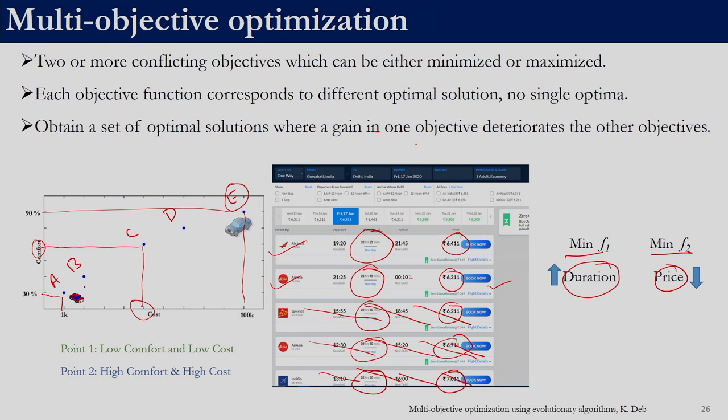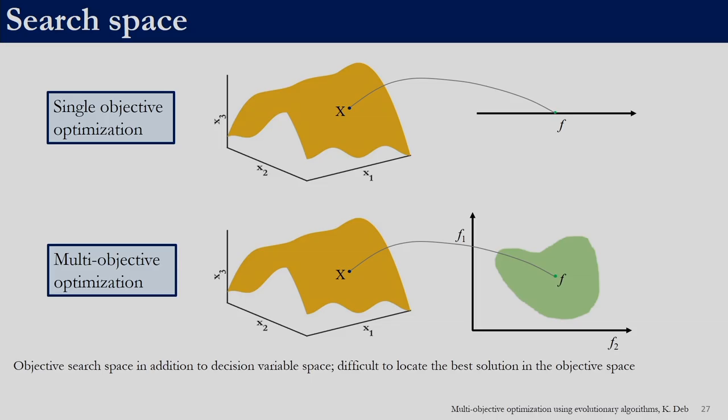In multi-objective optimization, very often students have this misconception that if there are two objectives, then there are two solutions. That is not the case, right? With two objectives, you can have even zero solutions. You can have infinite solutions in the Pareto front, or you can have a discrete Pareto front defined by a finite number of points. So, the search space in multi-objective optimization and single objective optimization.